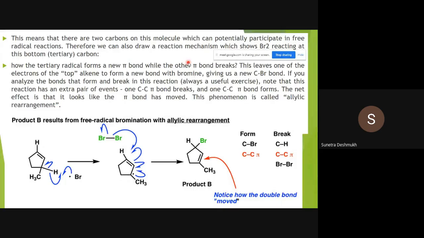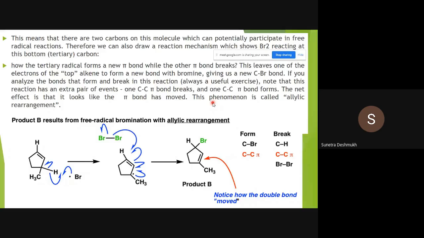Therefore we can draw a reaction mechanism which shows Br2 reacting at this bottom tertiary carbon atom. Now the tertiary radical forms a new pi bond while the other pi bond breaks. This leaves one of the electrons on the top of the alkene to form a new bond with bromine, giving us a new C-Br bond. If you analyze the bonds that form and break in this section, note that this reaction has an extra pair of events. This is important. One carbon-carbon pi bond breaks and another carbon-carbon pi bond forms. The net effect looks like the pi bond has moved, and this phenomenon is nothing but allylic rearrangement.